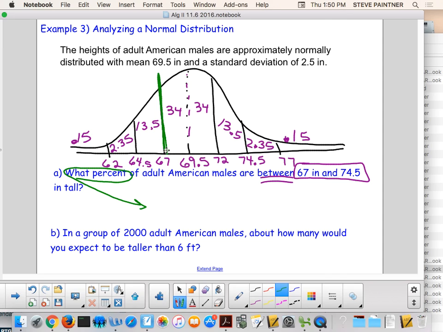First question is, what percent of the American males are between 67 and 74.5 inches tall? Well, I drew my green lines to show you where the boundary lines are. So what did you do? You just added them. What'd you get? 81.5, isn't it? 34 plus 13.5 is 81.5. Okay. Not too hard, right?